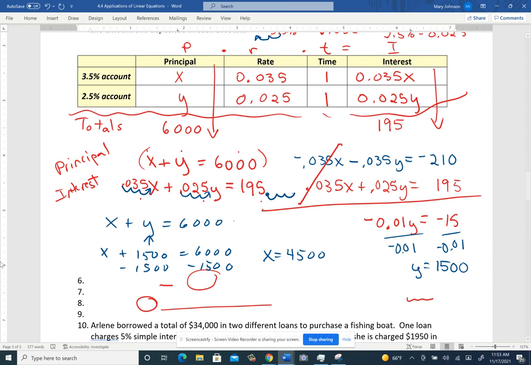Okay, so let me see if I can. I want to get all these out of there. Okay, I was just trying to get some more space.